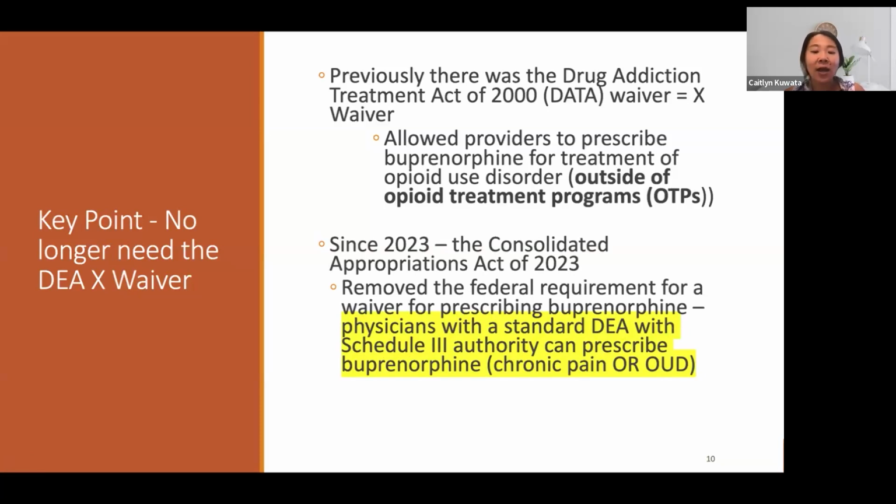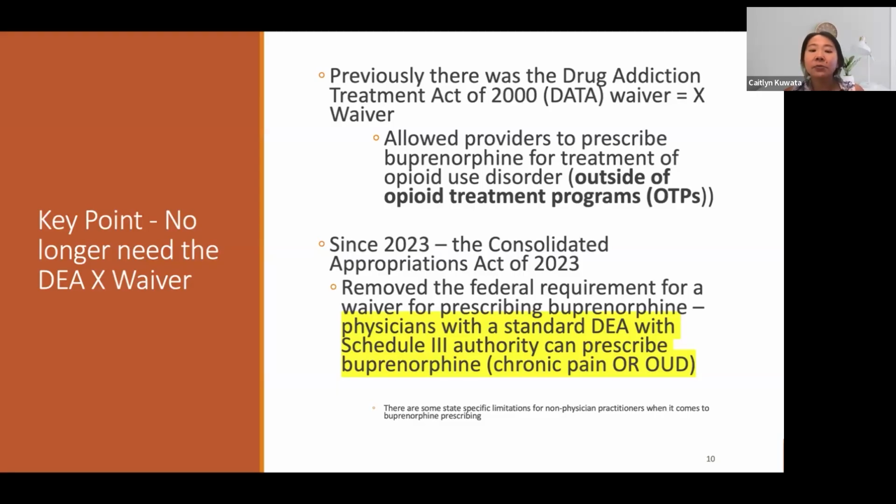You just need to have a standard DEA. You do not need the X waiver of any kind. I am specific in saying physicians because depending on the state you are in, non-physician practitioners may have other rules that limit their buprenorphine prescribing abilities. So just to be aware, it may depend on your state if you're a non-physician practitioner.